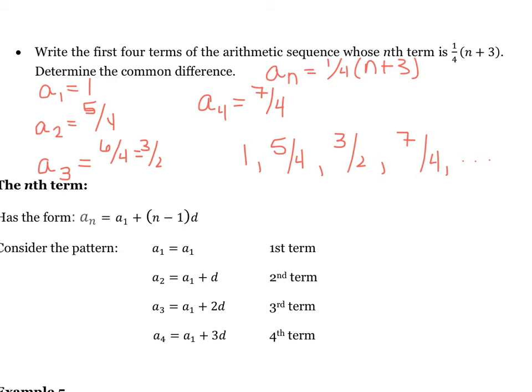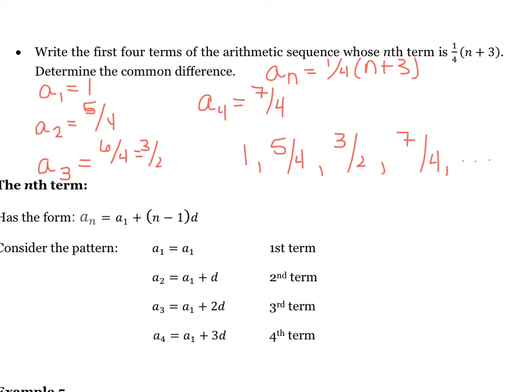For a sub 3, you would plug 3 in for n and get 1/4 of 6. That gives you 6/4. If what you wrote down is 6/4, please simplify that fraction. Fractions need to be simplified. So that would be 3/2. And then a sub 4 is 7/4. So these are the first 4 terms of the sequence.